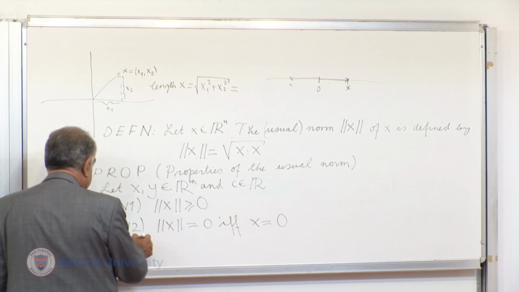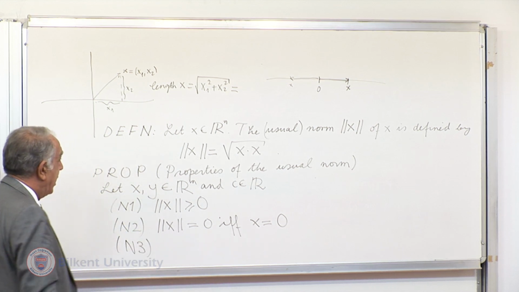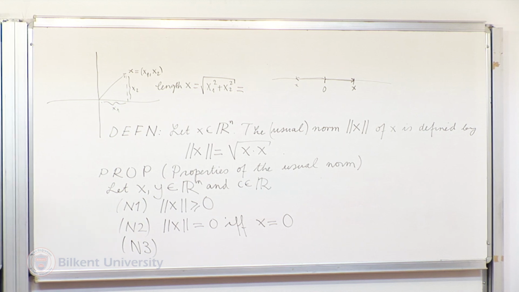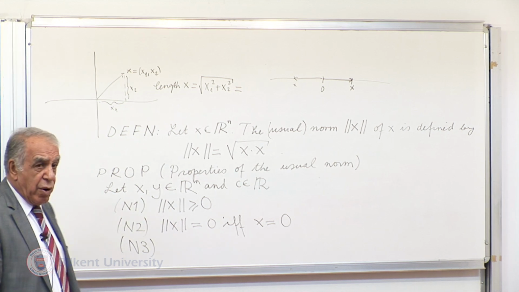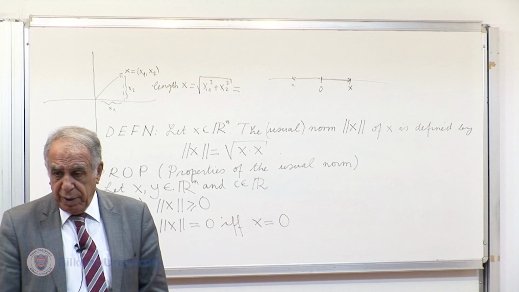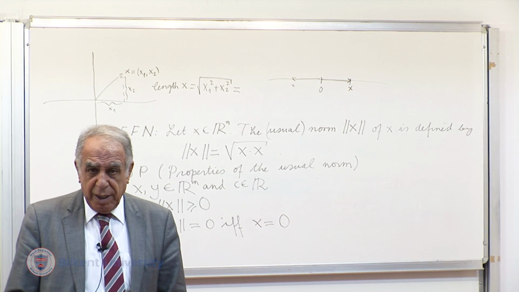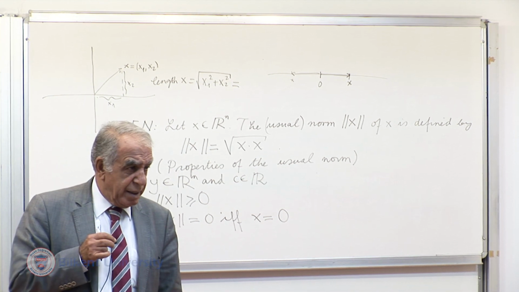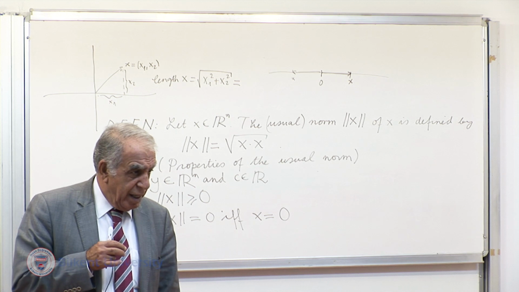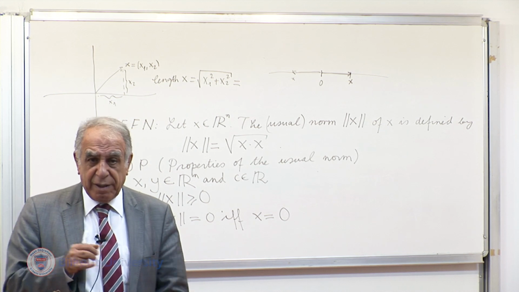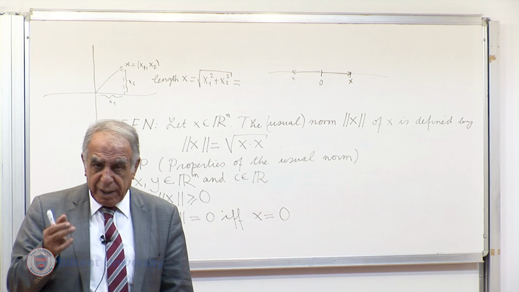N3, well, the question now is, how is the norm related to scalar multiplication? So we take a vector x, a scalar c, we form cx, which is a vector again, then we consider its norm.